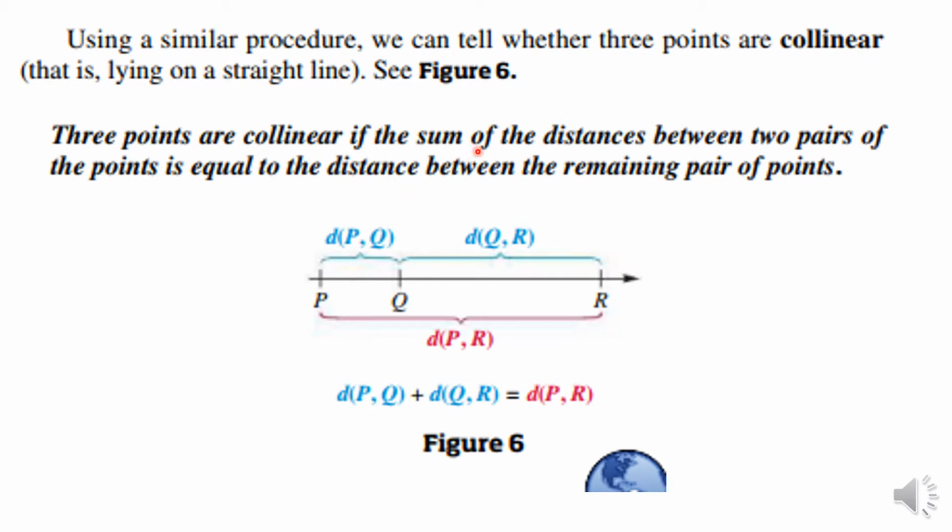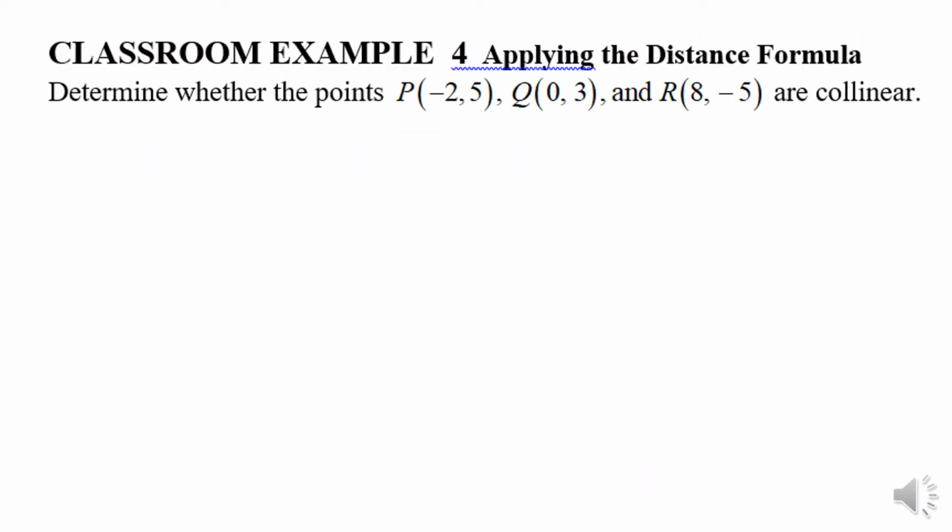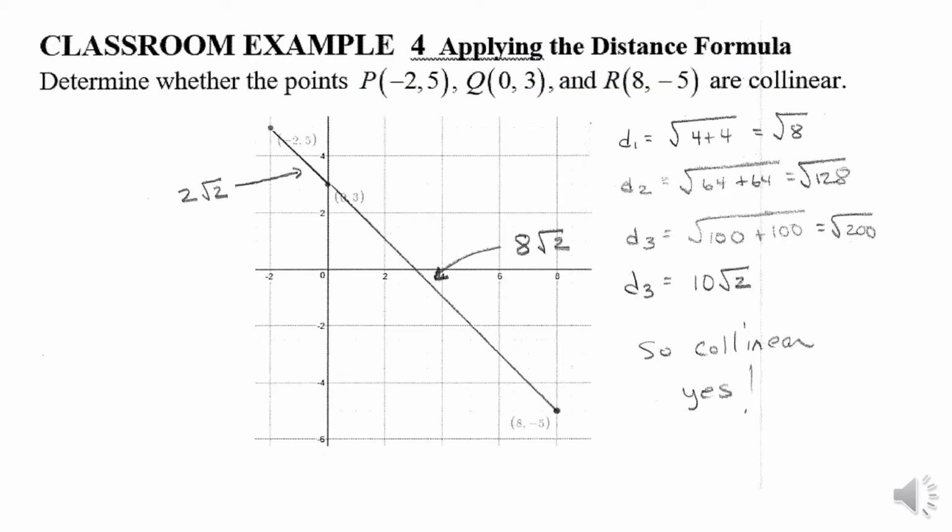Using a similar procedure, we can tell whether 3 points are in a line or not. They are in a line if the distance from the first to the second plus the distance from the second to the third is the same as the distance from the first to the third. We apply that in another guided study note example. Pause the video now, do the problem, and then hit play to check your answers. Let's see how you did.